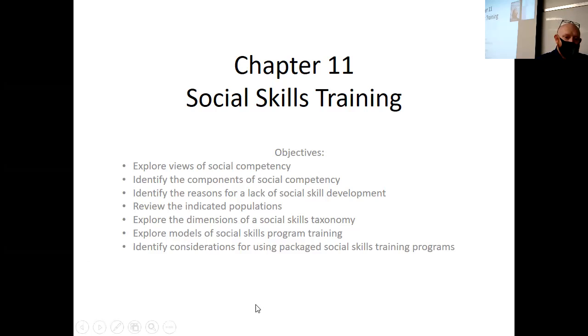We'll talk about some models of social skills program training. Again, what do we use models for? What do they help us do? Save time. They give us a guide. It's a pre-made something that is generally proven to be effective, that we can just take. We may have to tweak it, but we can use it, and it saves us all the groundwork of coming up with all this information ourselves.